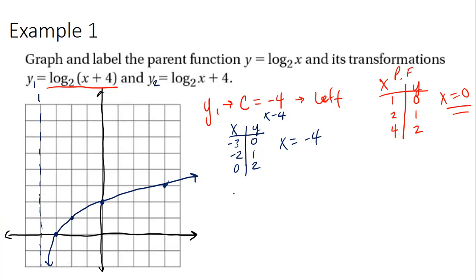Okay. On y2, which transformation variable are we given? There we go. We're given our vertical. So that's our D, and D equals 4, which means we're going up, right? Okay. This time on my parent function, who's changing then? The y's. So my x's are going to stay the same. So I still have 1, 2, 4, and my asymptote is still at 0.